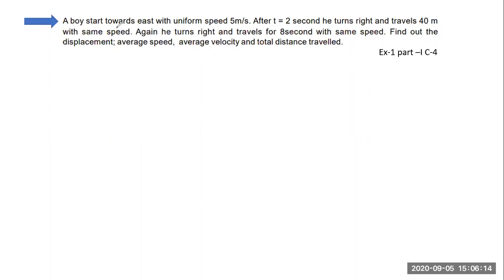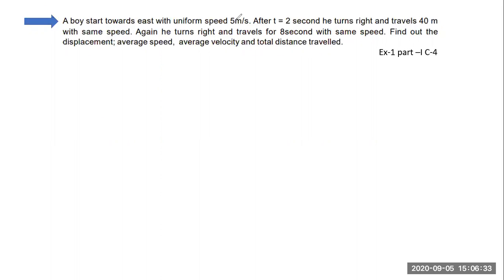A boy starts towards east with uniform speed 5 meter per second. After 2 seconds, he turns right and travels 40 meter with the same speed. Again turns right and travels for 8 seconds with the same speed. Find out the displacement, average speed, average velocity, and total distance traveled.